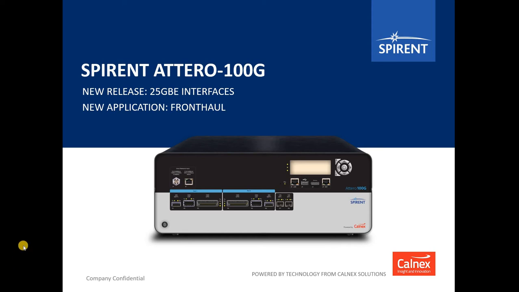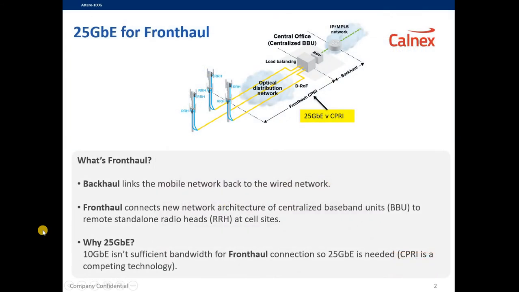So welcome to this quick demonstration on the Spanner Attero-100G with 25 gigabit Ethernet interfaces. The application for this is Fronthaul.